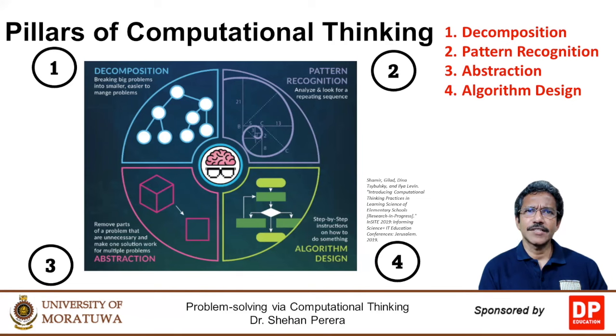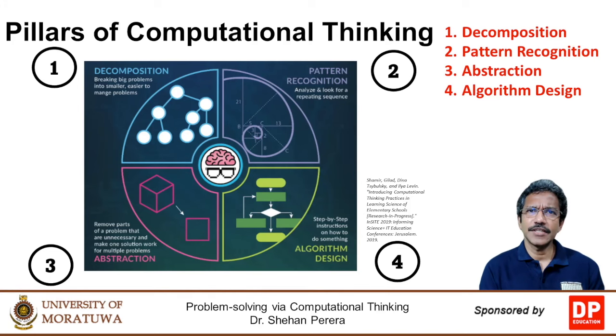First one is decomposition. That is to break a bigger problem into smaller parts. We can solve the smaller problems or smaller parts of the bigger problem rather than getting stuck on solving the bigger problem. That is what we do by decomposition. Once we find the solutions for the smaller parts, we can put those solutions together and solve the bigger problem that we were faced with originally.